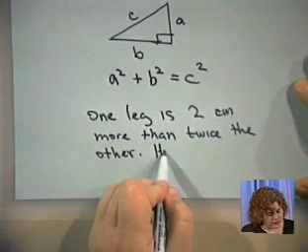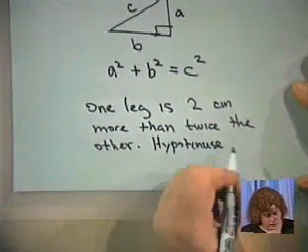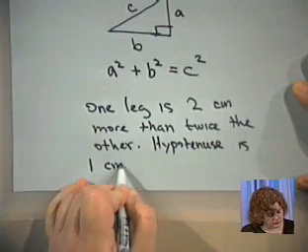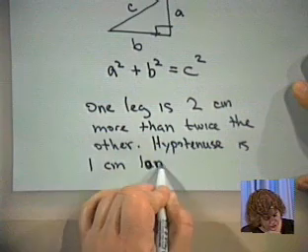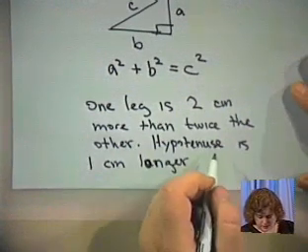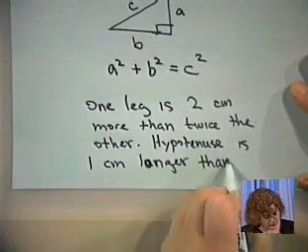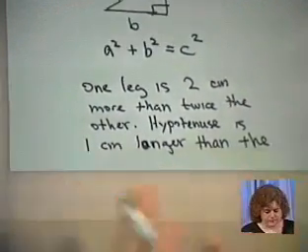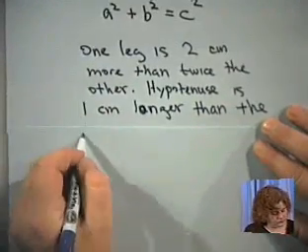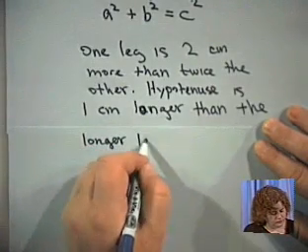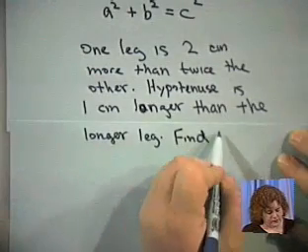Now, we're also told that the hypotenuse is 1 centimeter longer, not larger, longer than the longer leg. I guess I could have said larger as well. Find the lengths of the sides.